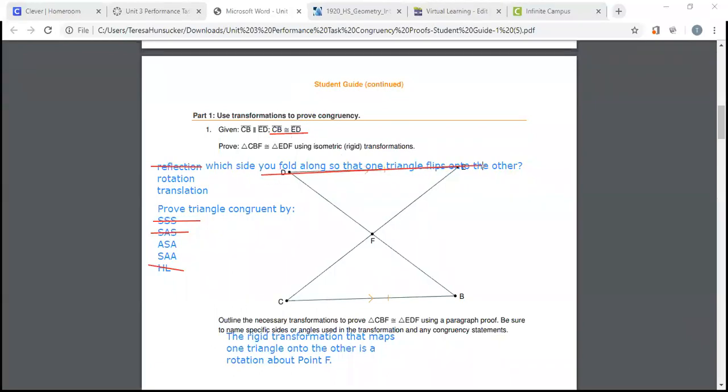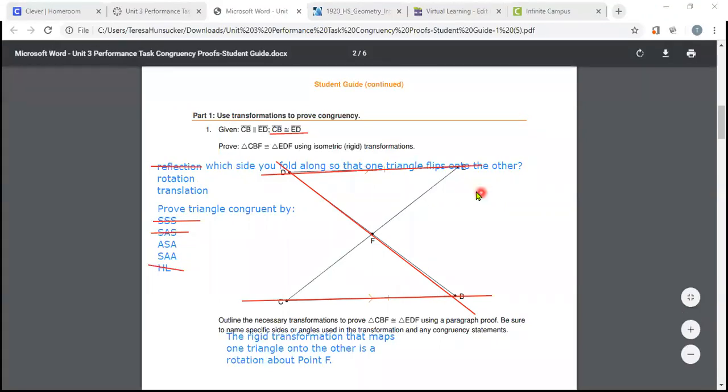All right, so DE and CB are parallel. Let's let DB be the transversal, okay? So when 2 parallel lines are cut by a transversal, remember the special angle pairs that are formed.